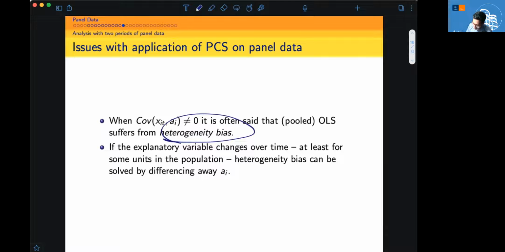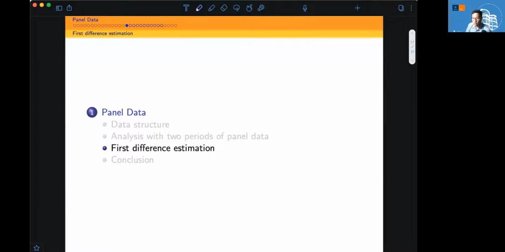Now, if the explanatory variable changes over time, at least for some units in the population, there is a solution to mitigate or to eliminate the heterogeneity bias. What's the solution? The solution is differencing away the unobserved heterogeneity. How can we do that? That's going to be the discussion in the next few slides. Okay. So the solution is going to be referred to as the first difference estimation.